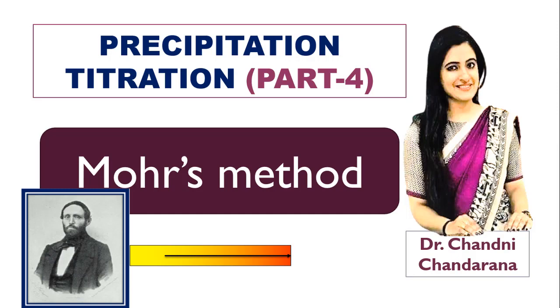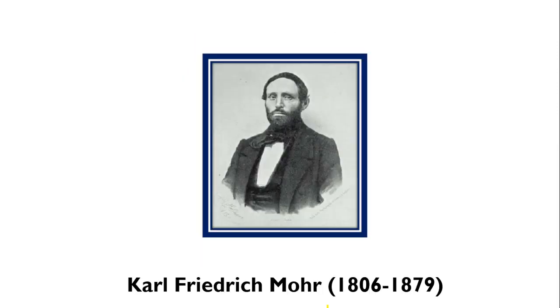Today we will see the Mohr's method for precipitation titration. As the symbol indicates, at the end of this reaction you will get a red-orange precipitate, or we can say a reddish precipitate from yellow. This is known as Mohr's method because of the name of the scientist Carl Friedrich Mohr, from whom we got the method.